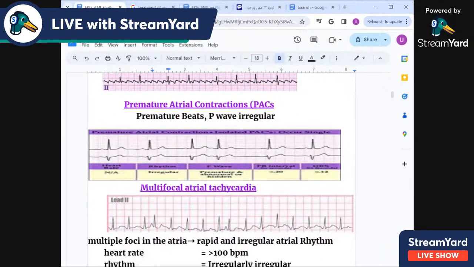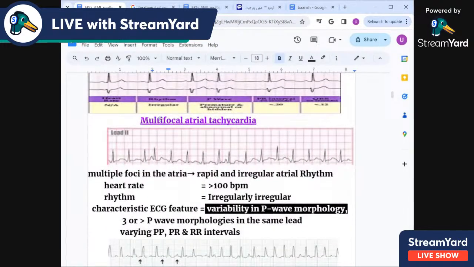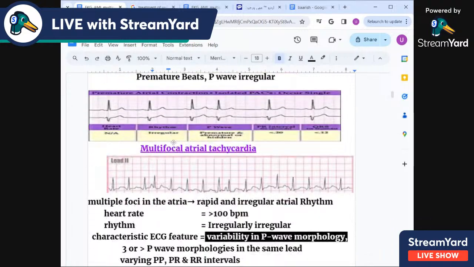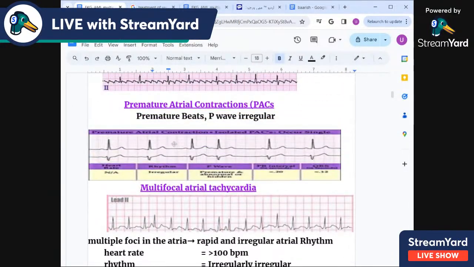Then we have the premature atrial contraction. Here there are premature beats that arise in the premature atrial contraction. So the rate is normal, but the rhythm is irregular.